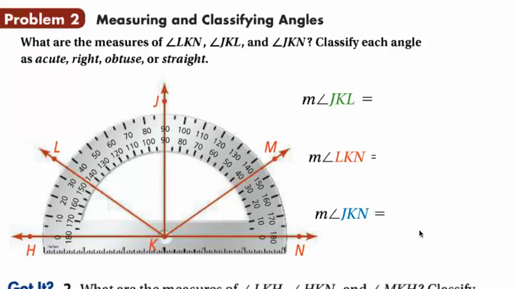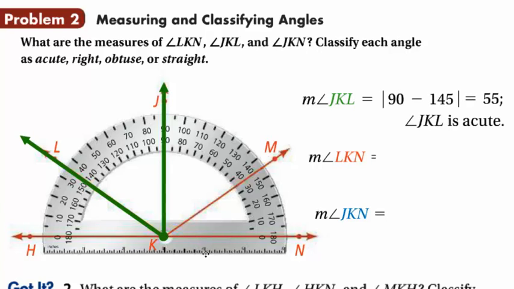So let's measure and classify some angles. Here we go. First of all, we're going to use angle JKL. And angle JKL, let's see, JKL is that one. Yep, so that one's in green. That one turns out to be 55 degrees. So you have 90 on this scale, and they're using the 145, the inside smaller scale, and that gives us 55. Notice if you use the outside scale, you'd have 35, and 90 minus 35 should still give you the 55. So that would be an acute angle.